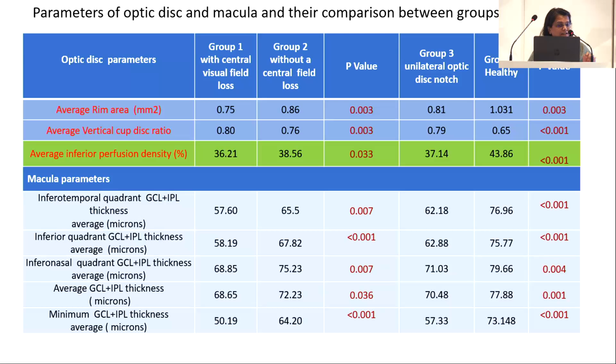When we analyzed other parameters for disc and macula, for the optic disc, we noted that the average rim area, average vertical CD ratio and average inferior density perfusion were definitely different between both groups. Among the macular parameters, only inferior quadrant thickness, average GCL IPL thickness and minimum GCL IPL thickness were found to be different between both groups.